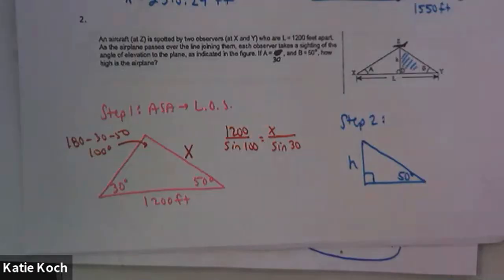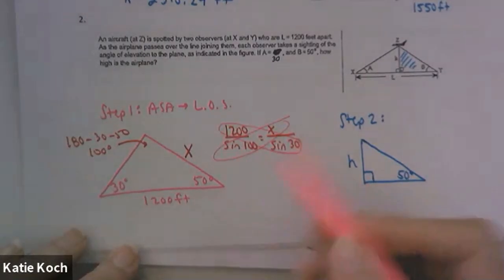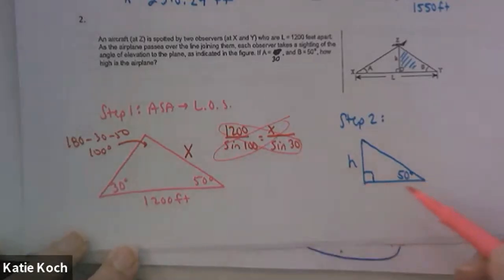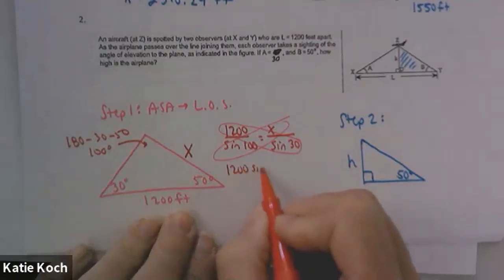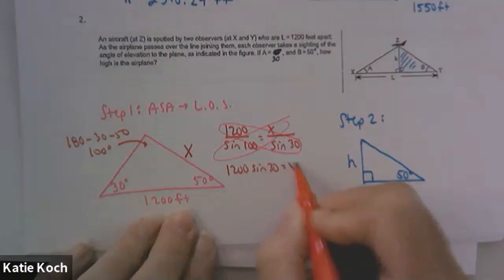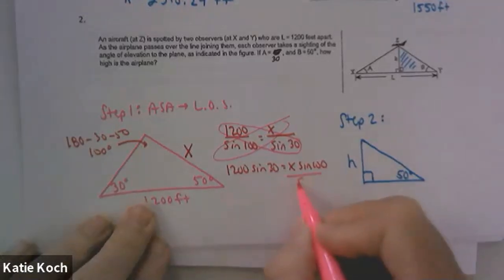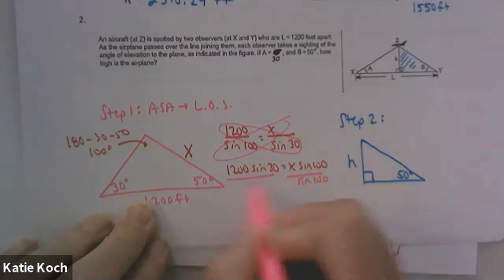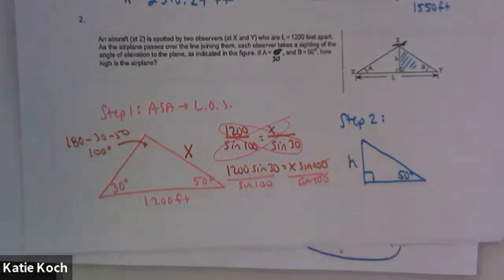So I'll do some cross multiplying. And go ahead and get that number on your calculator because we're going to use that over here. So what is that? 1,200 times the sine of 30 equals x times the sine of 100. So I've got to divide. Okay, so whatever 1,200 times the sine of 30 all over the sine of 100 is going to be that missing piece x.